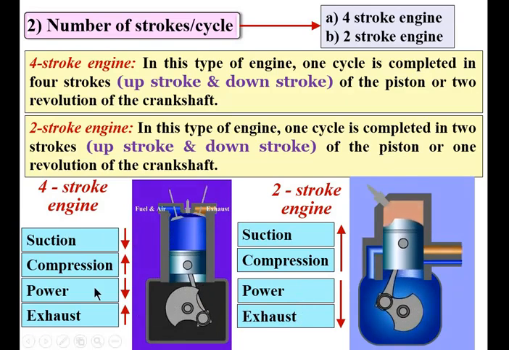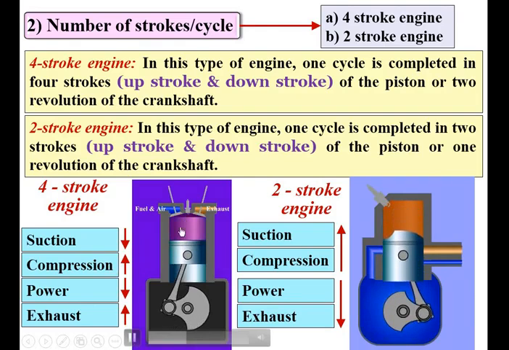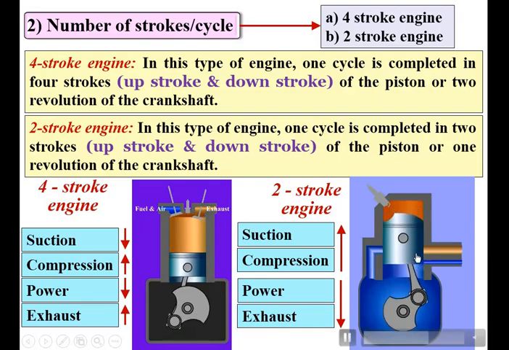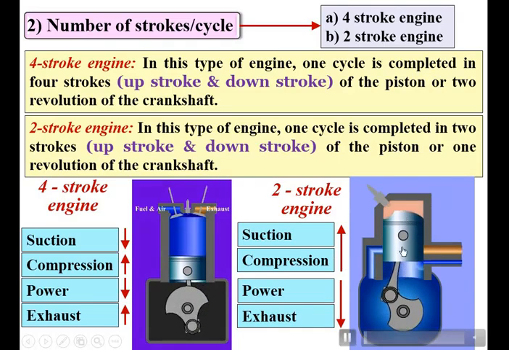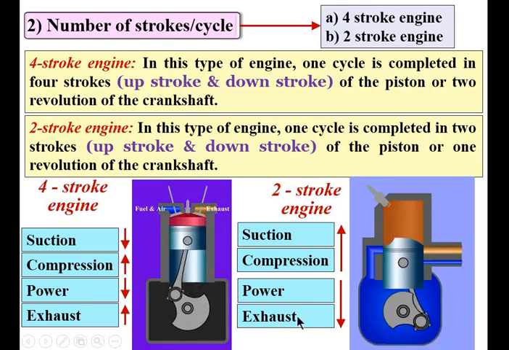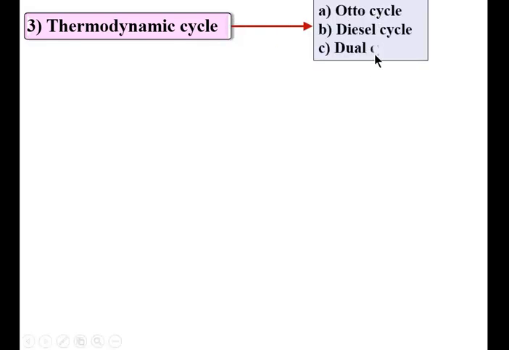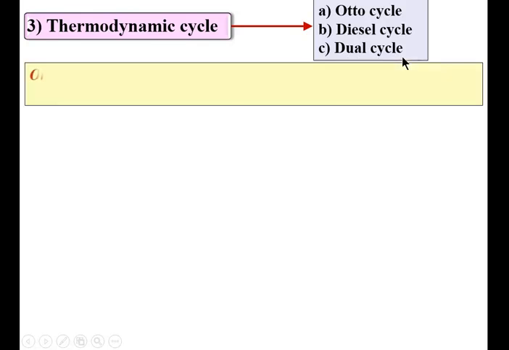So simply we can say in 4-stroke engine, the piston moves 4 times during one cycle, whereas in 2-stroke engine, the piston moves only 2 times during one complete cycle. Next, according to thermodynamic cycle, IC engine is classified in 3 different categories: Otto cycle, diesel cycle and dual cycle.